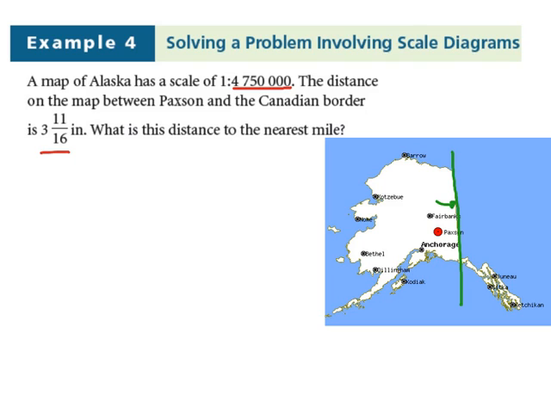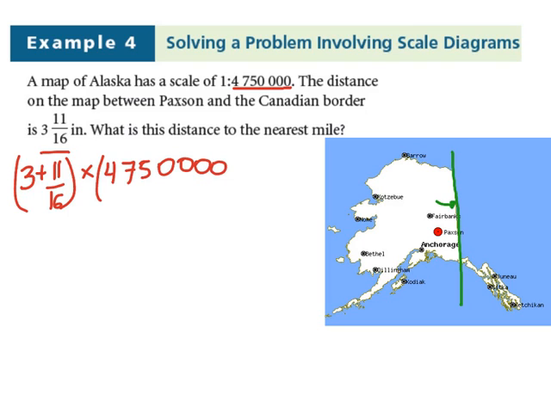So we'll take 3 plus 11/16, so make sure you have that in brackets, because that's what the fraction means, and we're going to multiply this by 4,750,000. I'll put a comma between the three zeros. And make sure in your calculator you have a bracket for the 3 plus 11 over 16. We get 17,515,625 inches. This is in inches, but the question is asking what is it to the nearest mile.